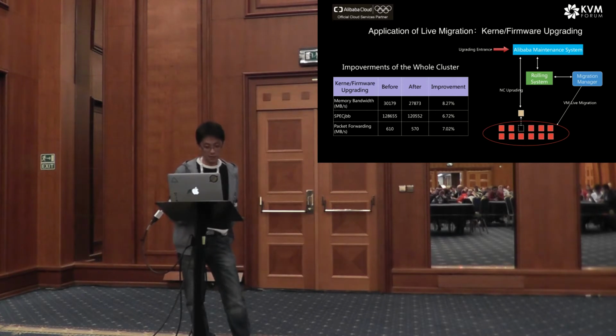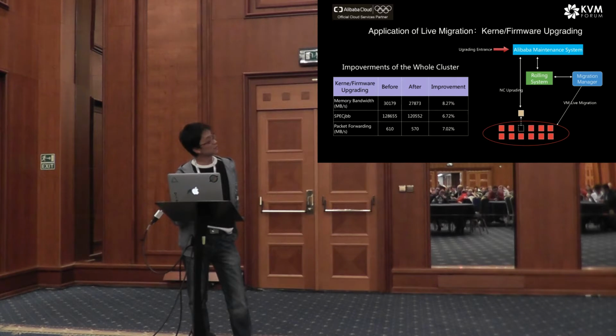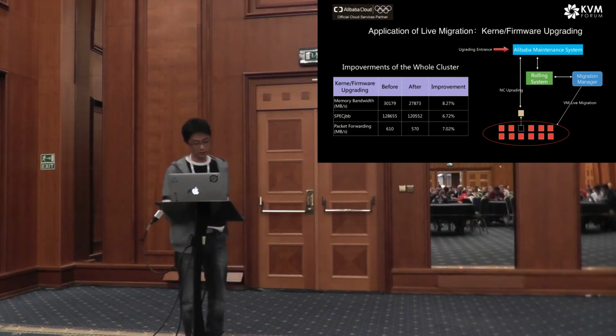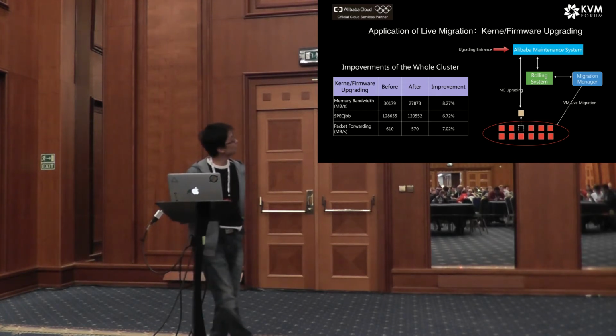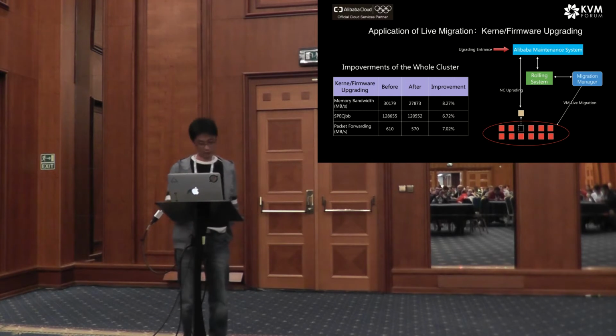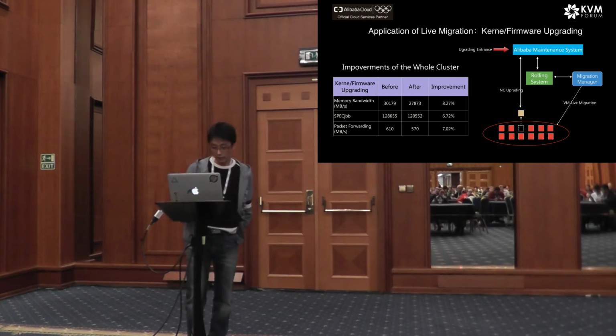This table shows some improvements we got after the kernel and firmware upgrading. We can see that an average of about 8% improvement is obtained after the whole cluster upgrade. And all these things made these old machines brighten again.